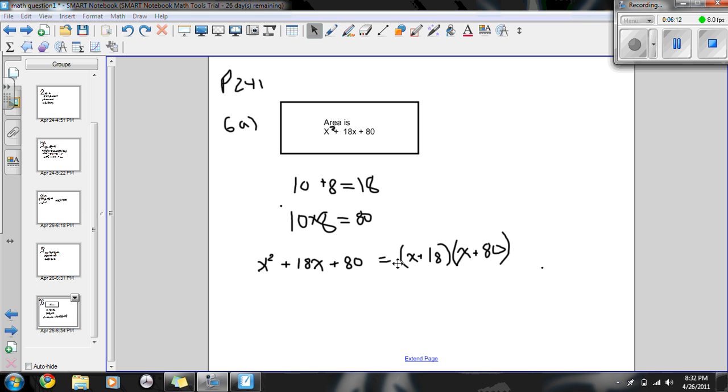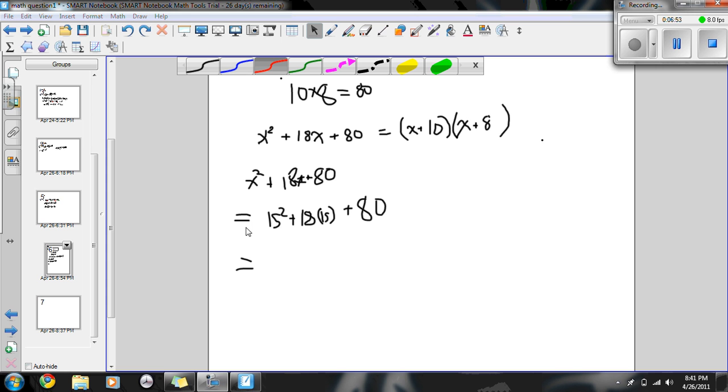So this is how it would be expressed. x squared plus 18x plus 80 equals x plus 18 bracket times x plus 80. So the length and the width can be represented by 18 and 80. So now we're going to determine the dimensions of the rectangle if x represented 15 centimeters. Oh, sorry. I meant it was 10 and 8, not 18 and 80. So yeah, it's x plus 10 times x plus 8.